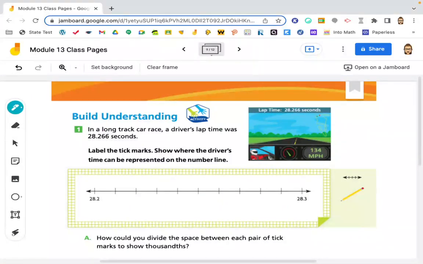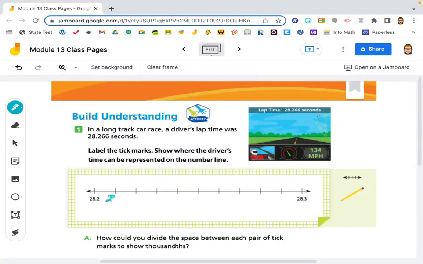Okay, so build understanding. In a long track car race, a driver's lap time was 28 and 266 thousandths seconds. Label the tick marks. Show where the driver's time can be represented on the number line. So we're going from 28 and 2/10 to 28 and 3/10. So that means we're going to have to go to the hundredths place. So that means that each tick mark would go up by one hundredth.